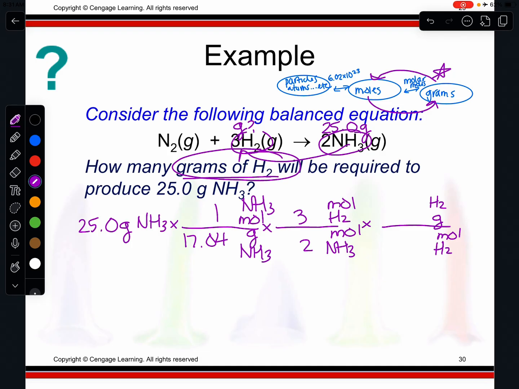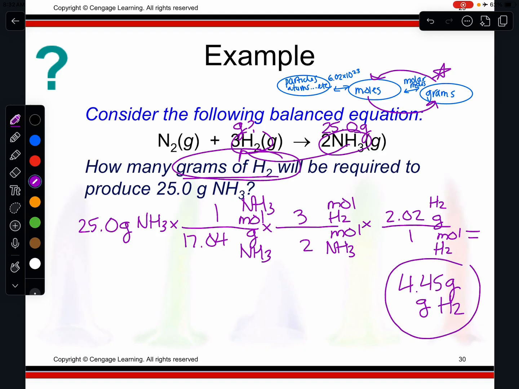And then there are 2 H's here, so it's going to be 2.02 and 1 mole. Okay, let's go ahead and do our math here. So 25 times 3 times 2.02 divided by 17.04 and divide by 2 again. And I'm getting, to 3 sig figs, 4.45. Hopefully these answers are right. If there's a mistake, let me know, but always calculate these on your own because I easily make a lot of mistakes.